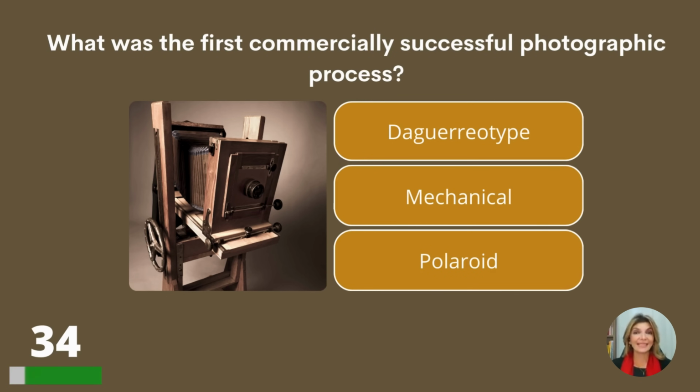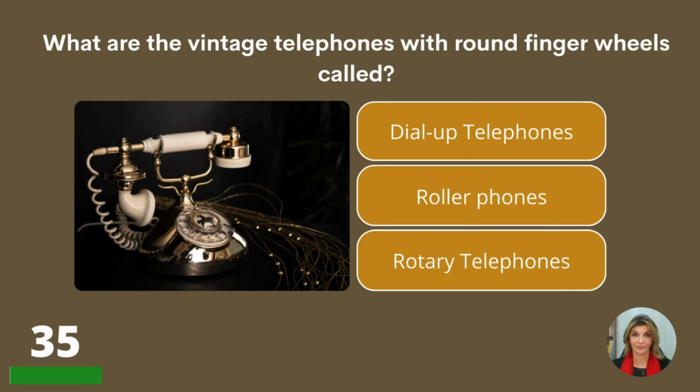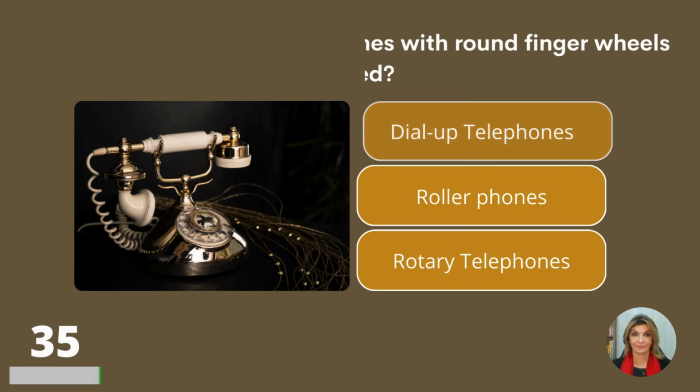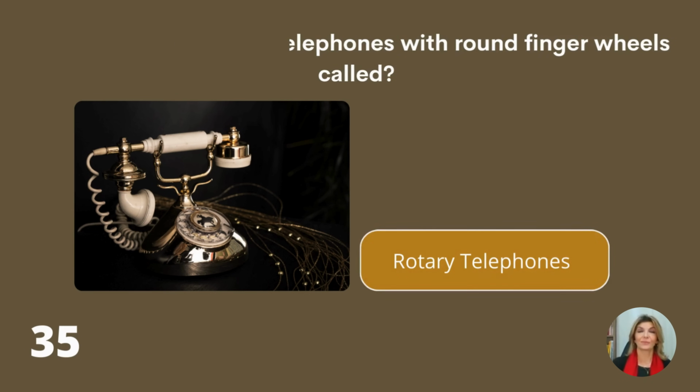What was the first commercially successful photographic process? Daguerreotype, mechanical, or Polaroid? Daguerreotype. What are the vintage telephones with round finger wheels called? Dial-up telephones, roller phones, or rotary telephones? Rotary telephones.